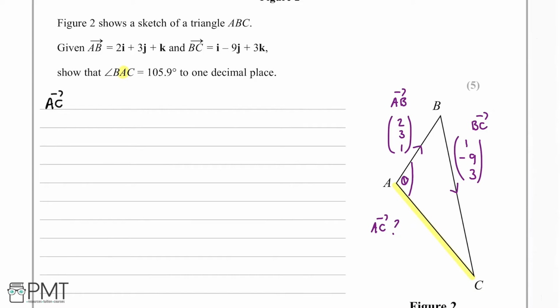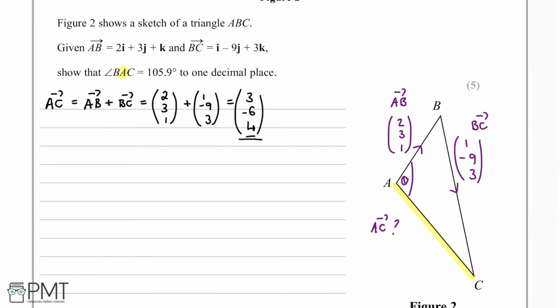AC is going to be equal to AB plus BC. So then what we can do is simply write our column vectors as follows. So (2, 3, 1) plus (1, -9, 3). And this gives us what AC is, and that comes out as (3, -6, 4). So therefore we can take this and annotate it onto our diagram. So that means that we have (3, -6, 4).